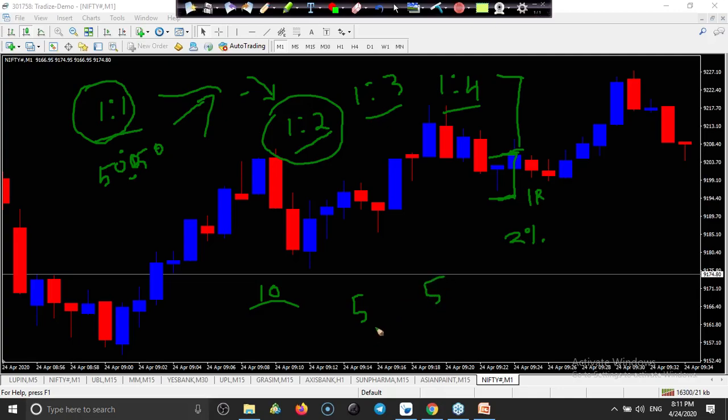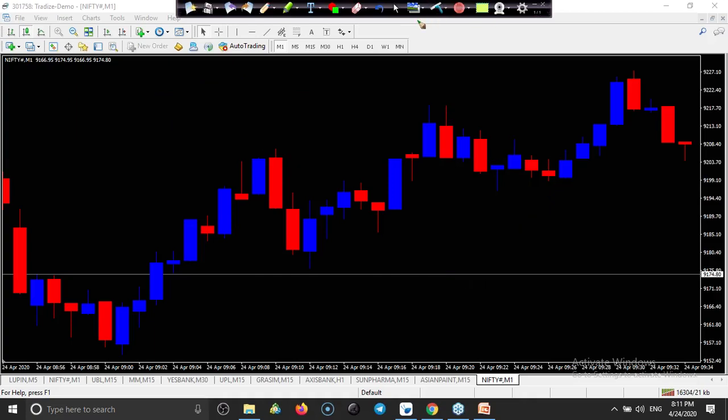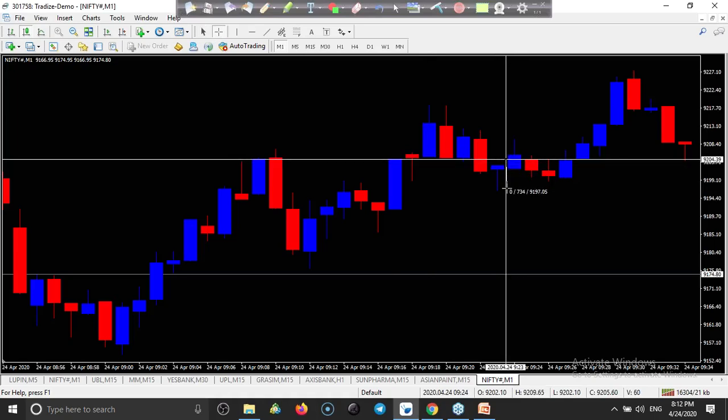That means you lost five rupees, suppose, and you earn 10 rupees. Ultimately you get 5 rupees by using this one. If you use this one, it will be 15 rupees. But the success ratio will be reduced. That is why 1:2 is perfect. So here, let me check it. How many points? We have seen 9 to 10 points, and basically 20 points.